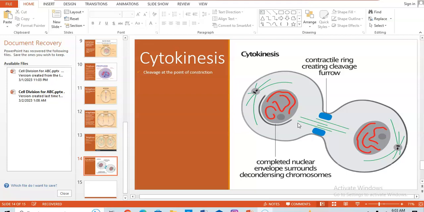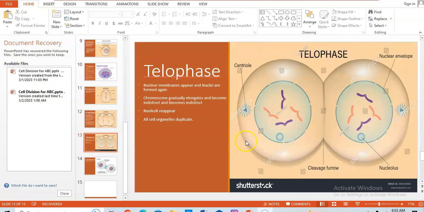That's cell division. Then there are some cells that don't divide again. Once they are formed, they don't go into cell division again. Those cells are called permanent cells, like the nerve cells. Those are permanent cells. So that's it for mitosis.